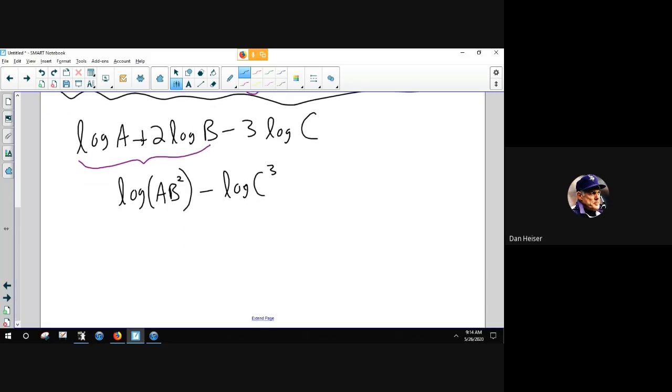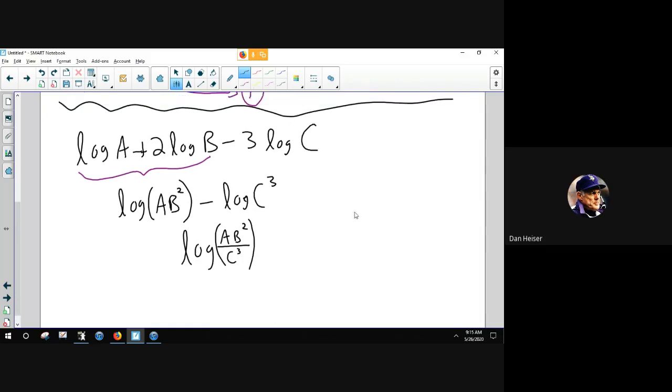Now we have a subtraction sign. Log of (A B squared) all over C cubed. Are the parentheses necessary? No. To me, they're helpful. Not necessary, though. Helpful, not necessary. So that's using your log properties to simplify an expression.